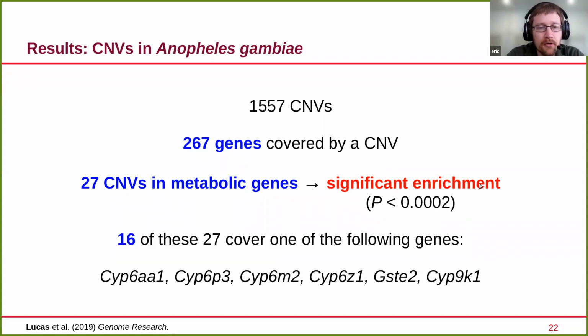And 16 of those 27 CNVs cover one of the following 6 genes: CYP6AA1, P3, M2, Z1, GST2, and CYP9K1. And if you're familiar with the metabolic gene literature, you will recognize this as a who's who of genes known to be involved in metabolic resistance. That's over half of the 27 metabolic genes that we found, ones that we have really strong evidence from the literature are involved in metabolic resistance. So at every level, we're seeing enrichment of CNVs around genes that have reason to be involved in metabolic resistance.